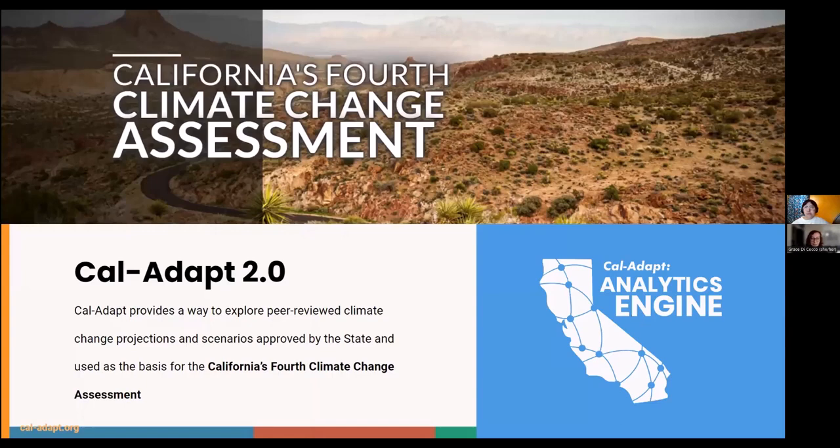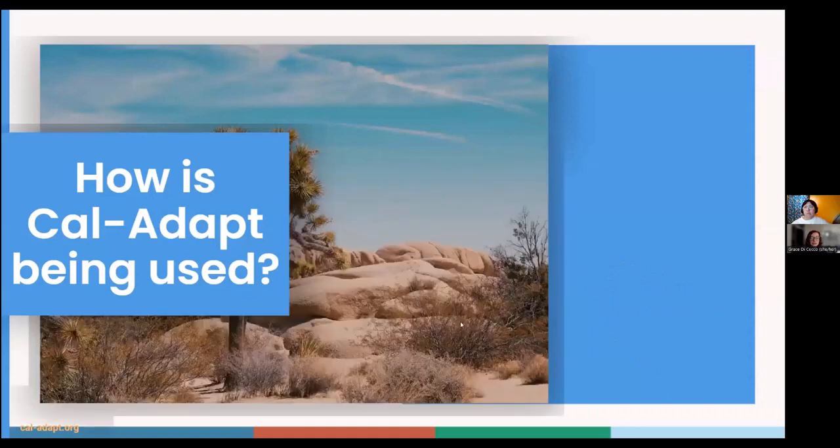And CalAdapt, caladapt.org, served as the foundational data and analytical tools for California's fourth climate change assessment. And so these data and tools are approved by the state and used across a lot of different dimensions of how climate change is being assessed in California. Next slide, please. And then I'm going to present just a brief example of one place that CalAdapt data has been used to inform adaptation planning.